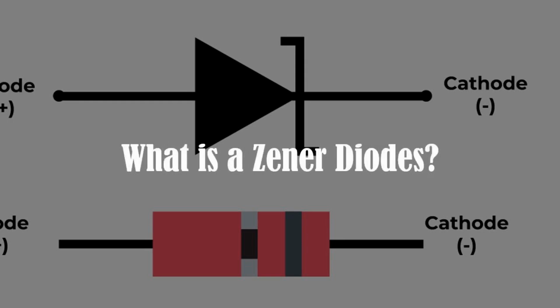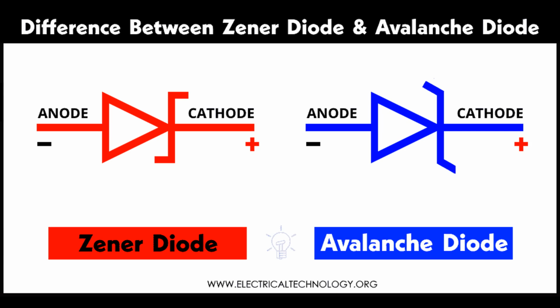6. Switching applications. Zener as a switch. Zener diodes can be used in switching applications where a circuit needs to be activated when a specific voltage is reached. The Zener diode will conduct and trigger the switching mechanism once the Zener voltage is exceeded. Practical circuit examples. 1.